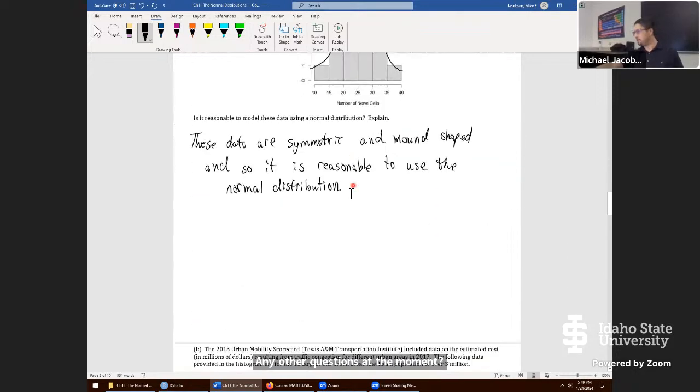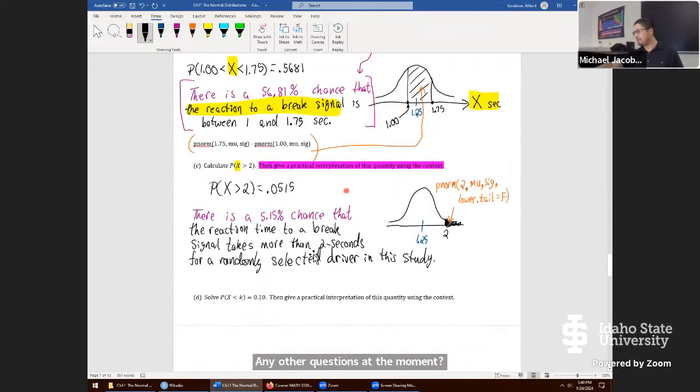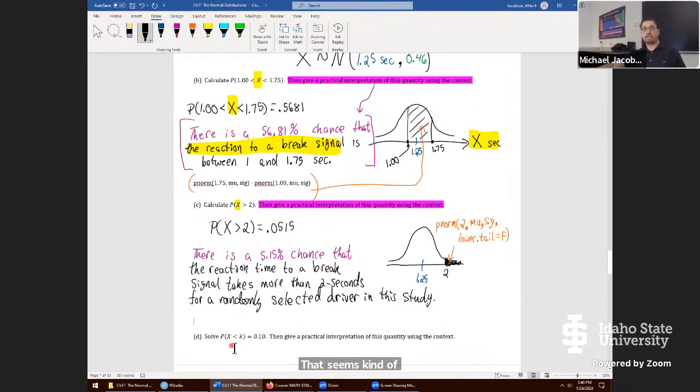Okay, let's go back down to those brake lights. Now we're solving an equation. That seems kind of random out of nowhere, but the way this part D is going to work is, imagine it's part C done backwards. What I mean by that is, part C could have been written in this way.